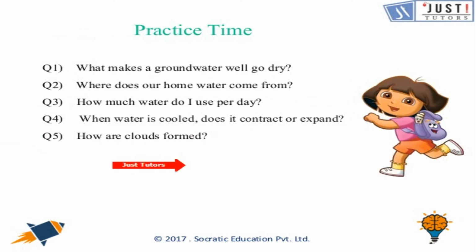Now, moving forward, we are on to the practice time. Question one: what makes a groundwater well go dry? You must have seen a well. Sometimes it happens that there is no water in the well. Why does it happen? Think about how water disappears, and you'll get the answer to this question. Now let's come to question two: where does our home water come from? Normally the water we use, we get from rain. The water we use at home is groundwater.